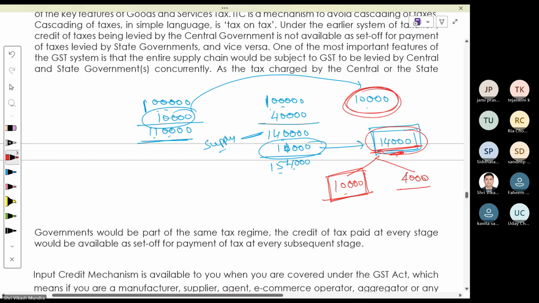The first part we discussed in yesterday's session, that is the supply part. Now we are discussing how to discharge that through ITC, and what the terms and conditions are. Another part of discharging the liability is payment. And then we will discuss returns.